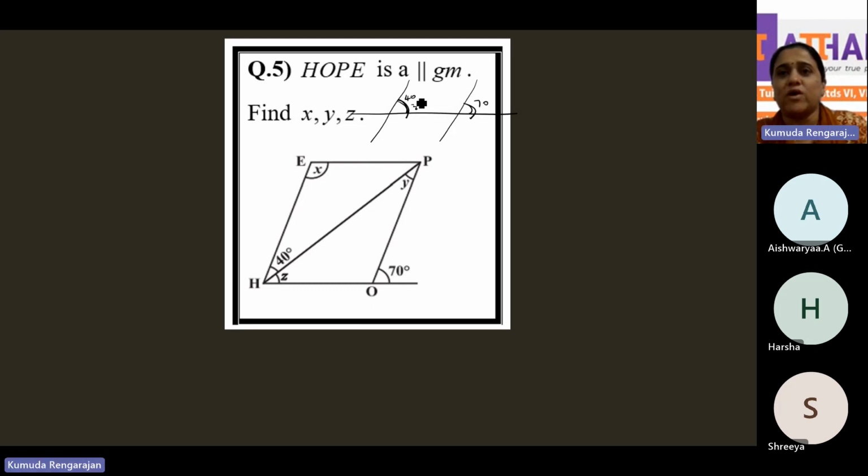But one part of it is 40. So the rest of it, which is Z, should be 30. 70 minus 40, 30. Or you can present it like this. 40 plus Z is equal to 70. What is the value of 40 plus Z? It should be equal to 70. So on solving this, you will get Z is equal to 70 minus 40, which is 30.